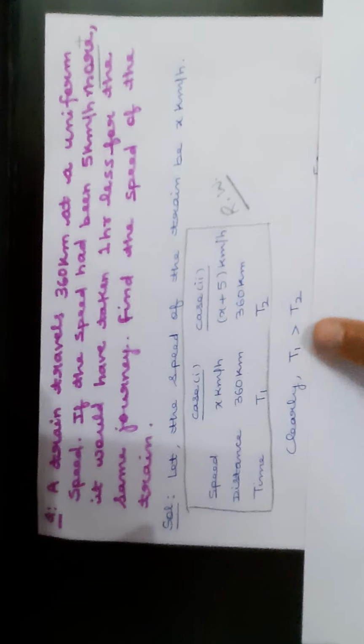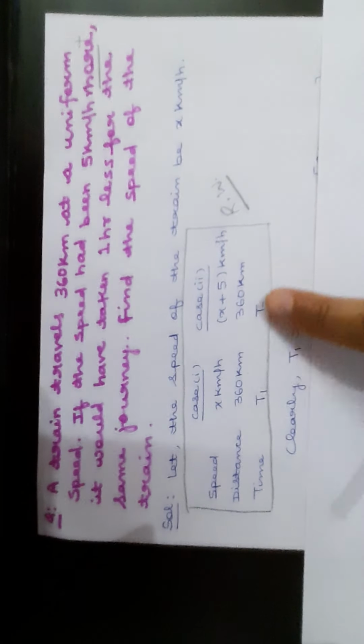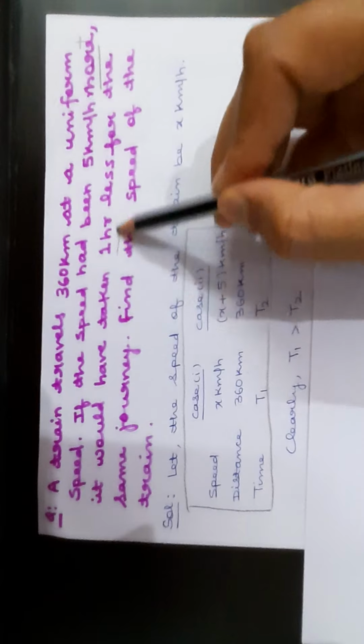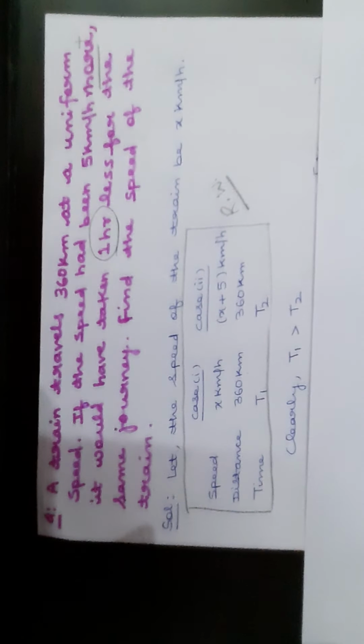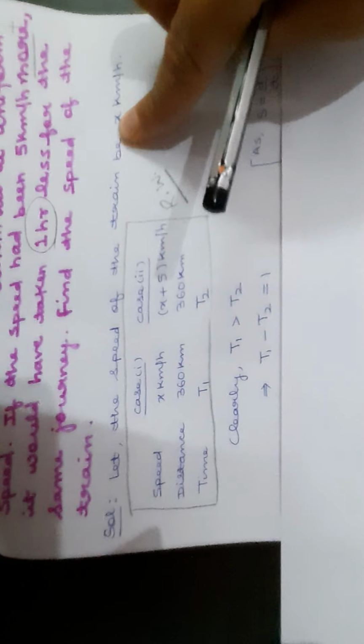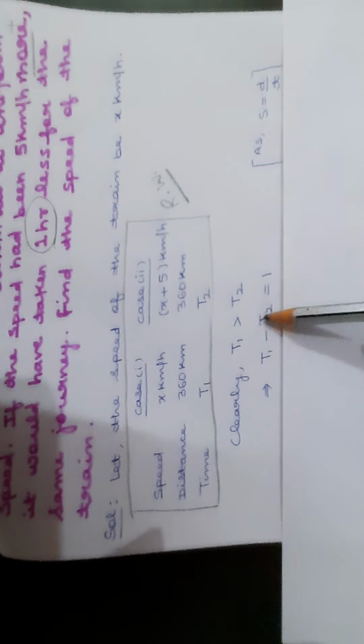Now from the bigger you can always subtract the smaller. But what is the difference in the times of these two cases? It is 1 hour. The difference in the time of the two is 1 hour. You will get a difference of 1 hour in the journey. So we have t1 minus t2 is equal to 1.